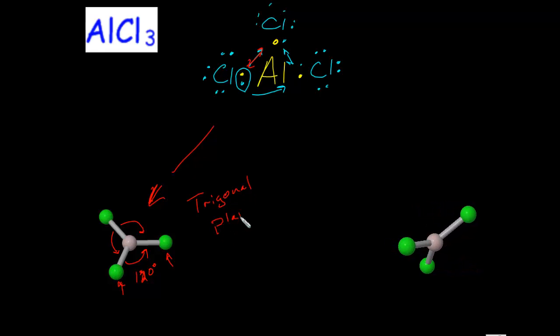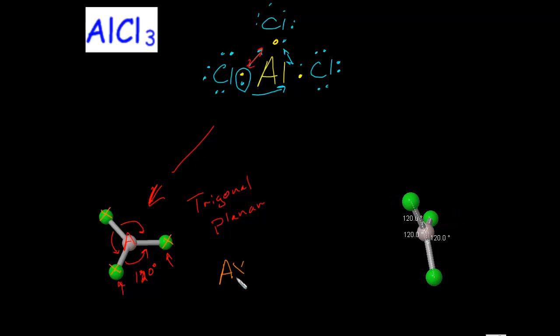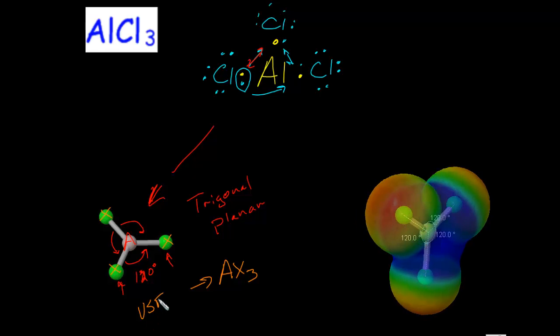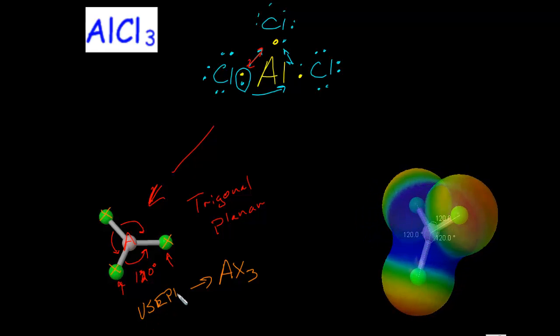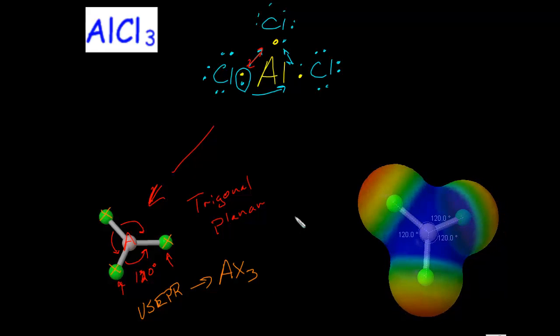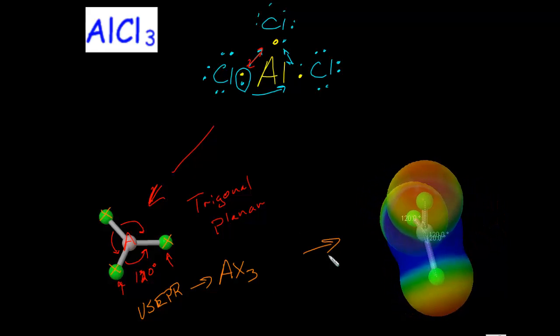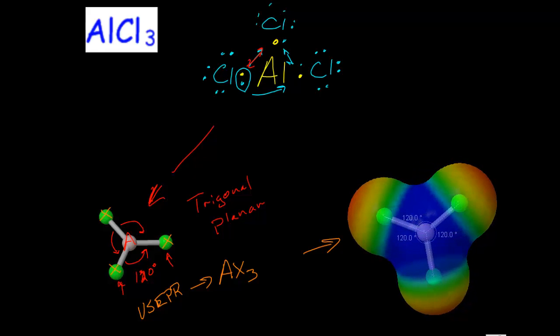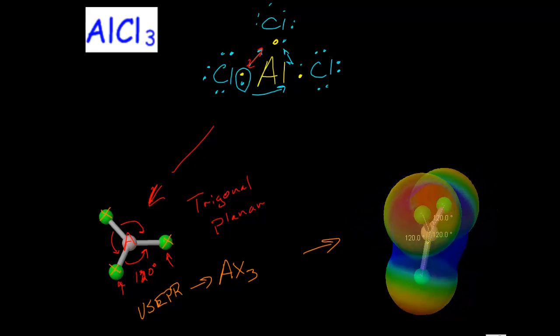planar. That's its geometry, and its VSEPR formula is represented as a central atom, so A, and there are 3 things attached, so we would call this AXXX, or we also know this as an AX3. That would be the VSEPR formula, an AX3. Again, we're seeing the space filling of the electrons around those little bonds.